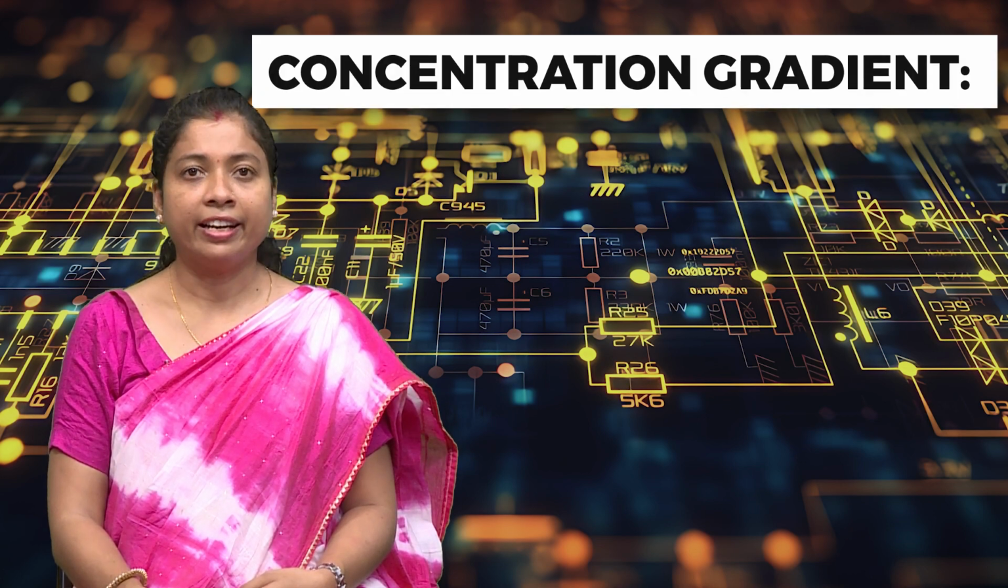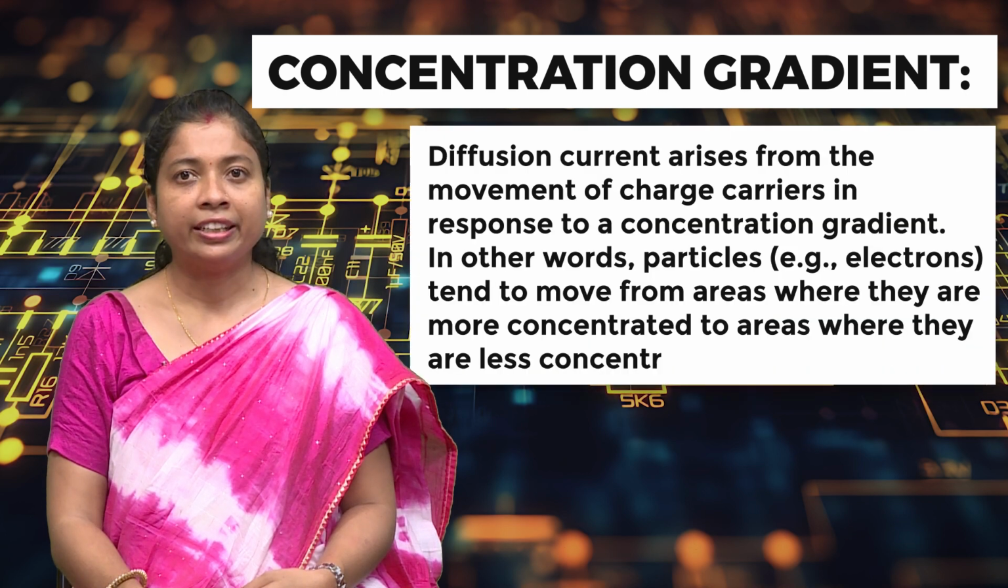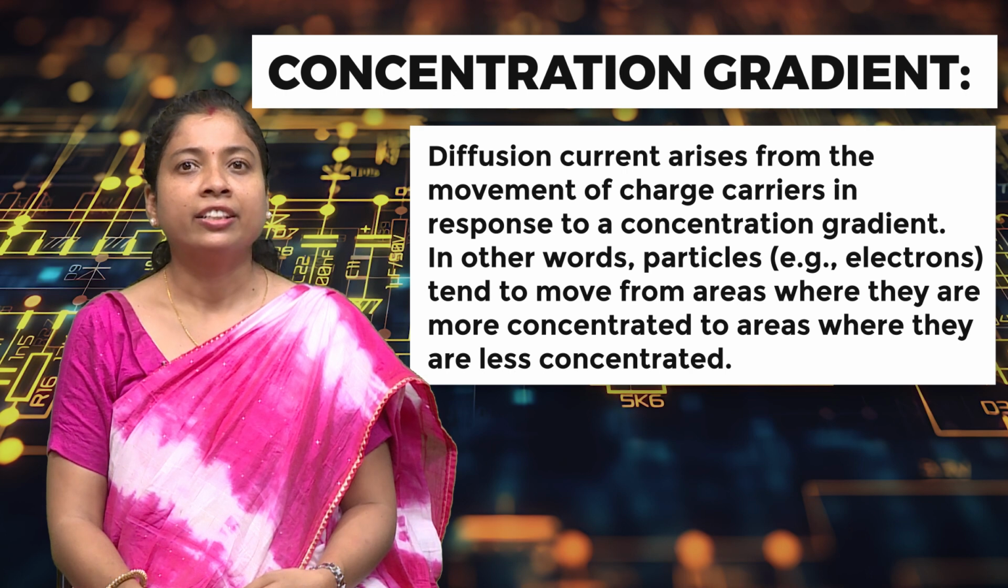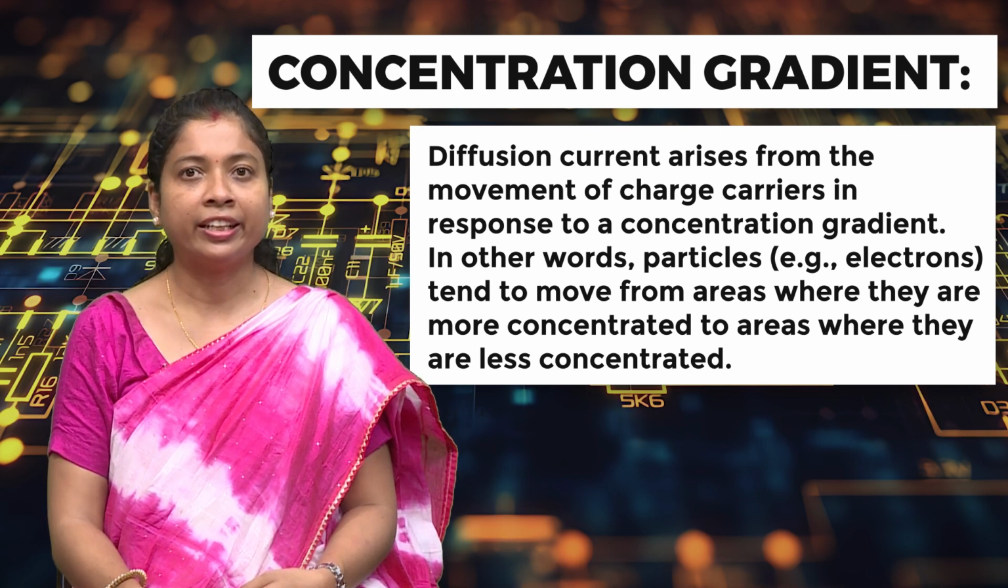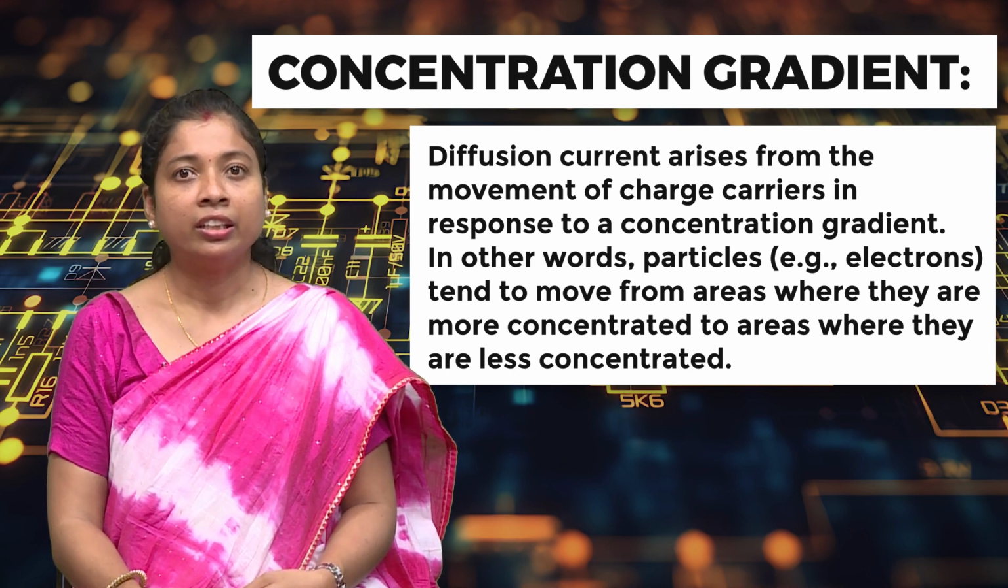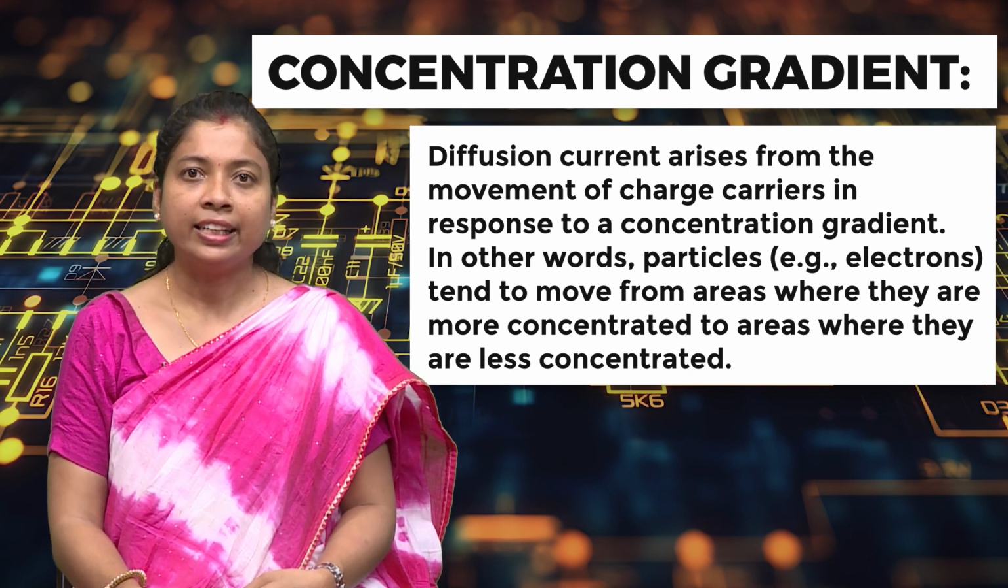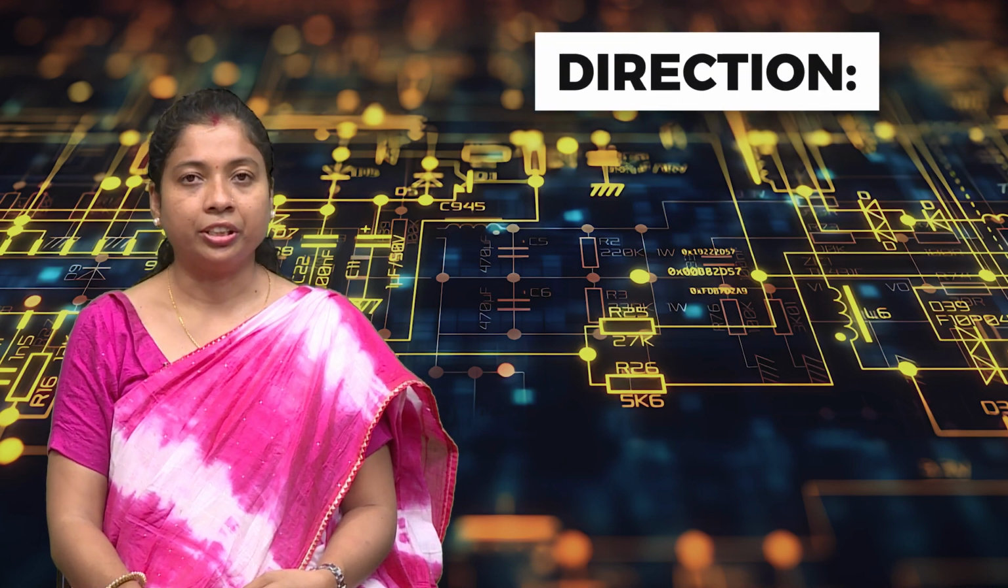Here are some key points about diffusion current. First is the concentration gradient. Diffusion current arises from movement of the charge carriers in response to a concentration gradient. In other words, we can say they tend to move from areas where they are more concentrated to areas where they are less concentrated.